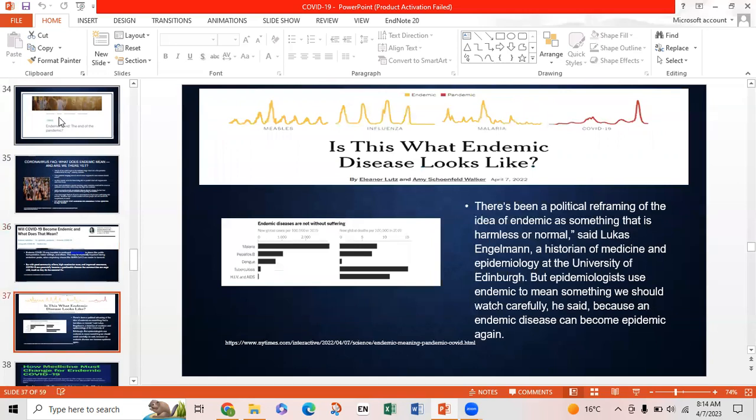Is this what an endemic disease looks like? There's been a political reframing of the idea of endemic as something that is harmless or normal. However, epidemiologists use endemic to mean something we should watch carefully, he said, because an endemic disease can become epidemic again.